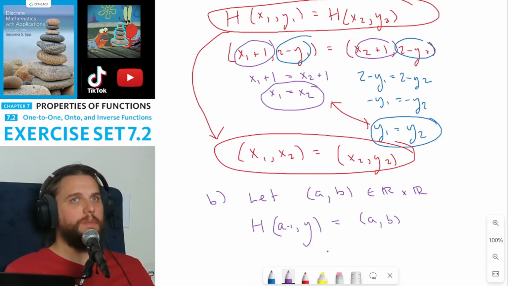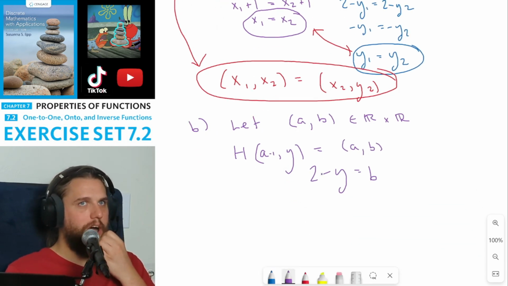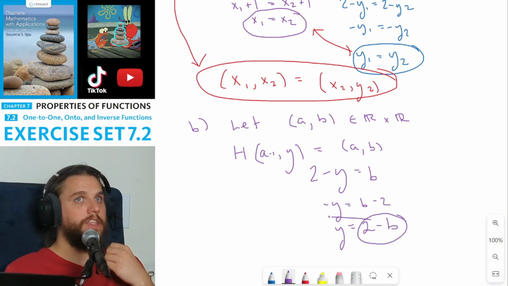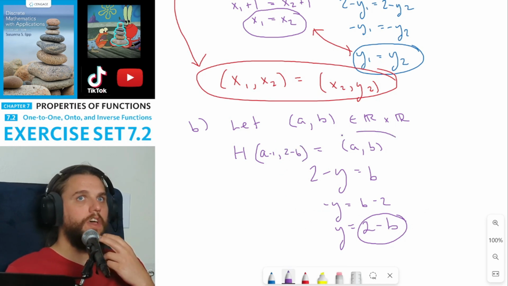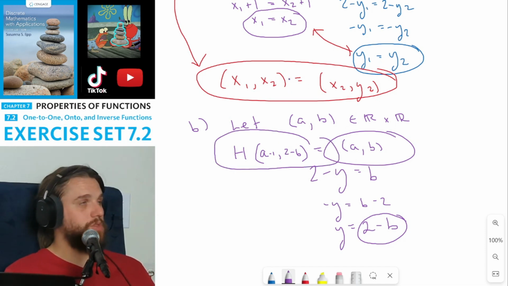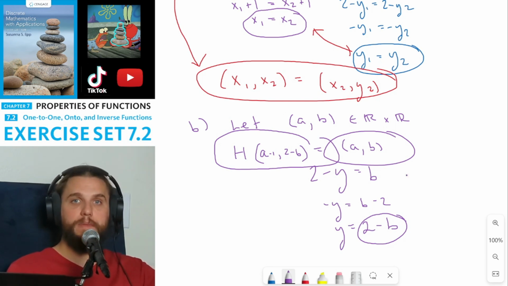The y value is going to be a little bit trickier because we need to ensure that 2 minus y equals b. But here we can solve for y by subtracting 2 from both sides and then multiplying both sides by negative 1 to get y equals 2 minus b. And so that is going to be our input, 2 minus b. So if we want the output (a, b), and it doesn't matter what a is or what b is, we can just plug in (a minus 1, 2 minus b), and we'll get the (a, b) that we're looking for.